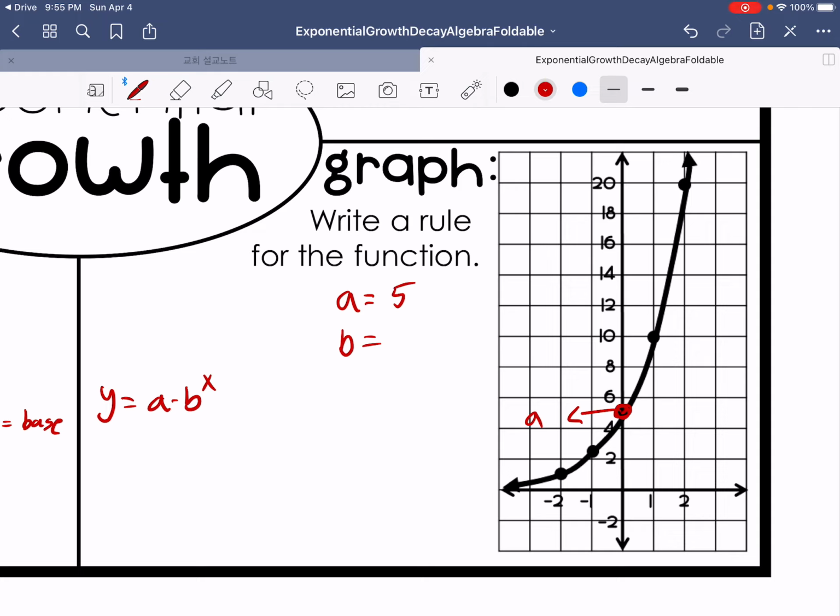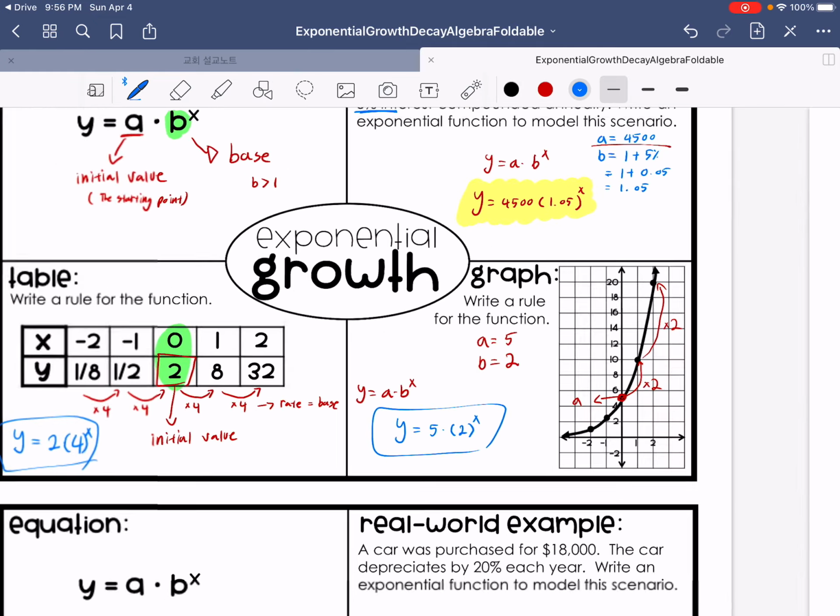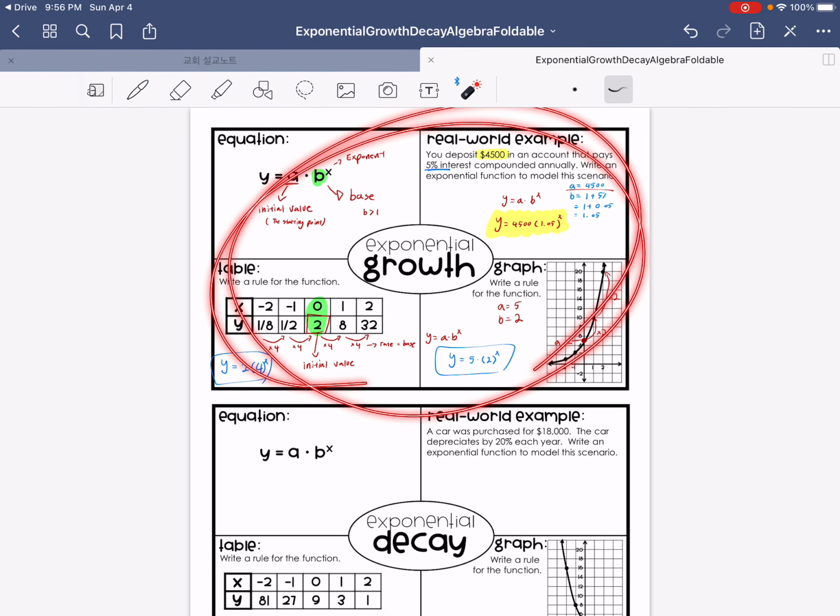Now let's talk about b. How much does it increase? It moved 5 to 10 and 10 to 20. Just like times by 2, isn't it? It's not percentage, it's multiplied by 2, so you will just write 2. And obviously 2 is greater than 1, right? So it's going to be increasing. So let's rewrite our equation here. Y equals a is 5 times our base is 2 to the x power. So that's it. Exponential growth.